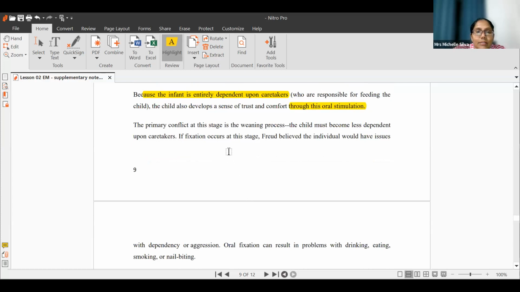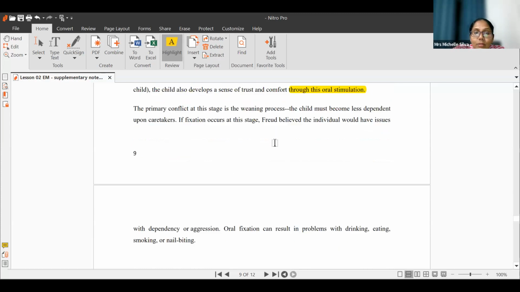During that period the infant is highly dependent on the caretaker, his or her mother. So the child must become less dependent upon the caretaker. The primary conflict at this stage is the weaning process. If fixation occurs at this stage, Sigmund Freud believed the individual would have issues with dependency or aggression. Oral fixation can result in problems with drinking, eating, smoking, or nail biting.